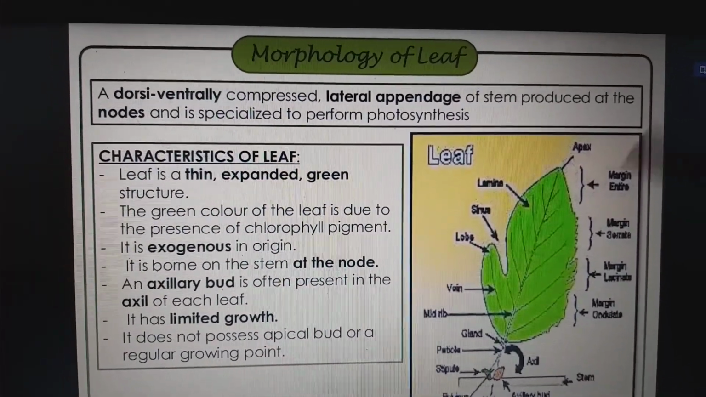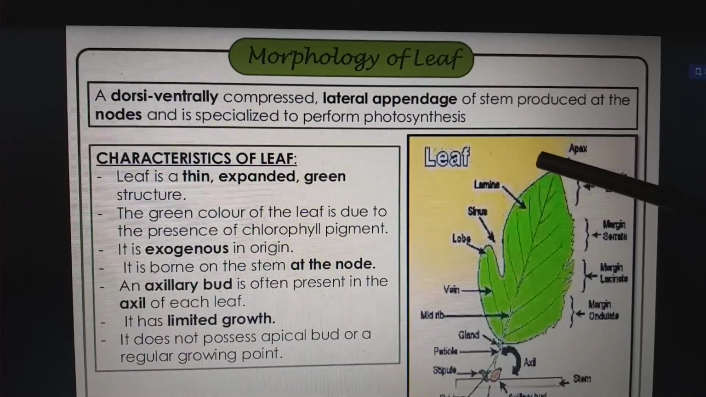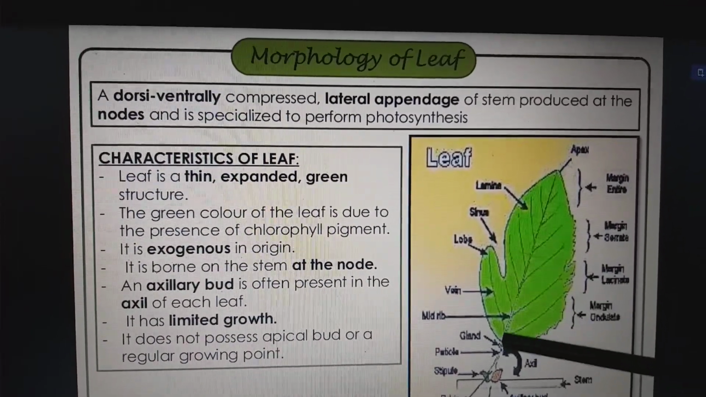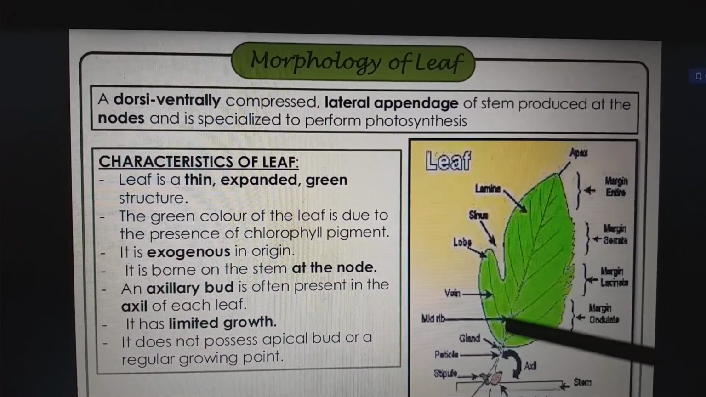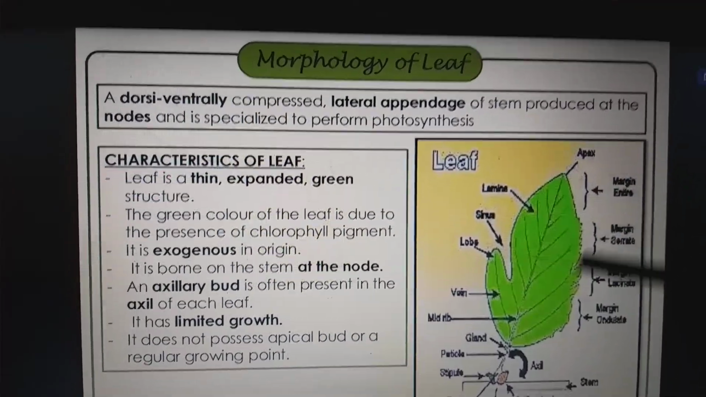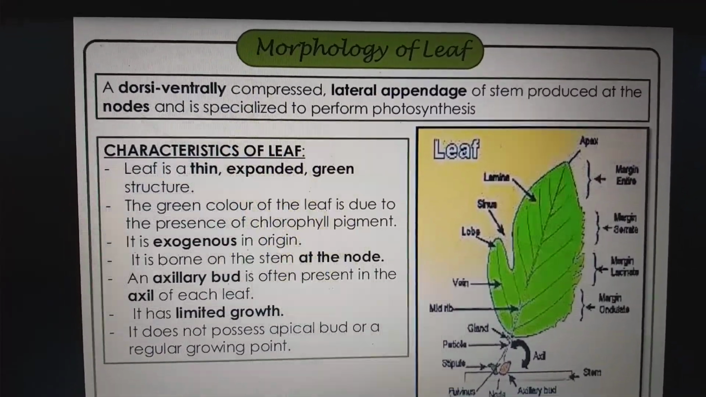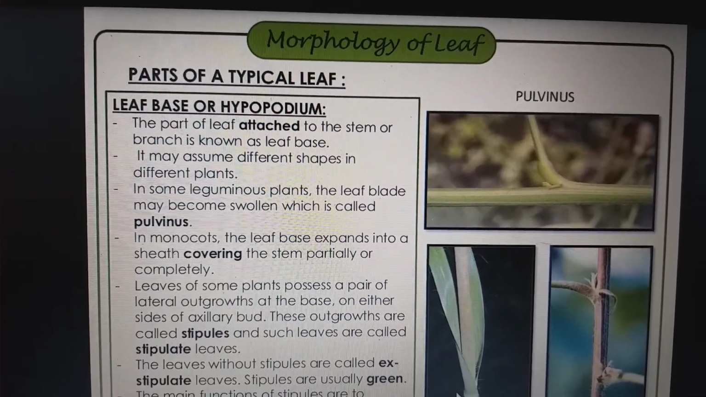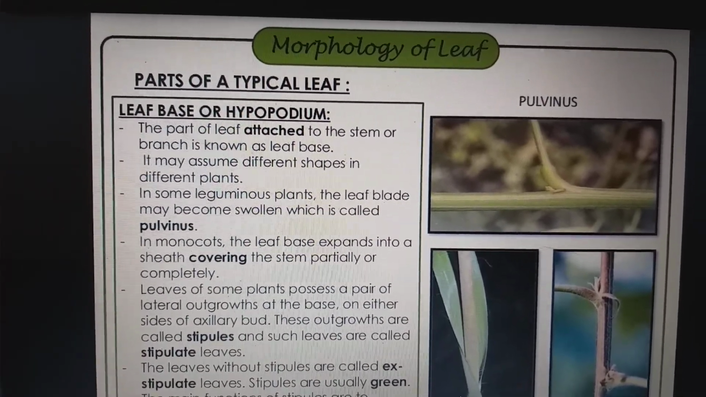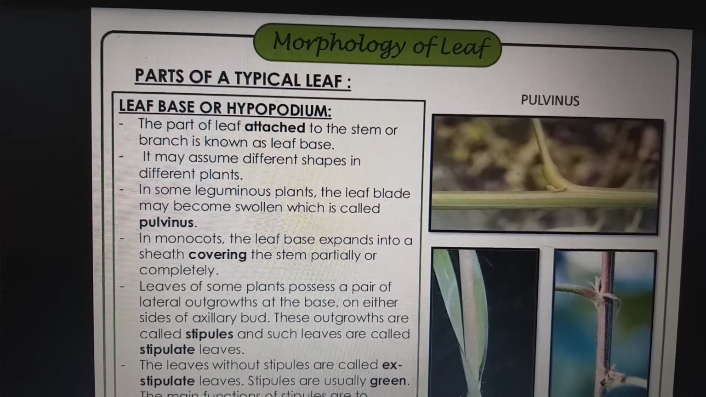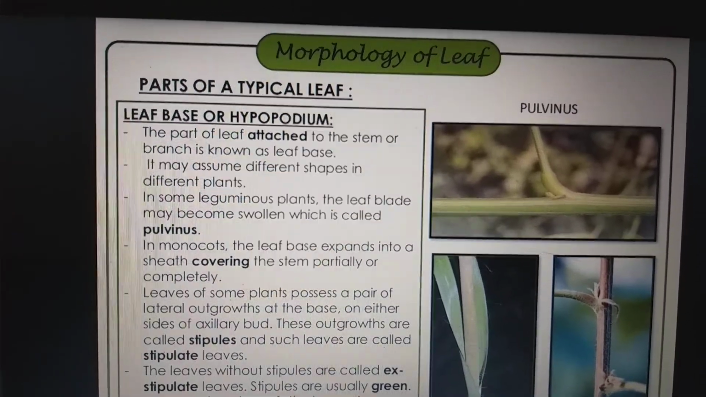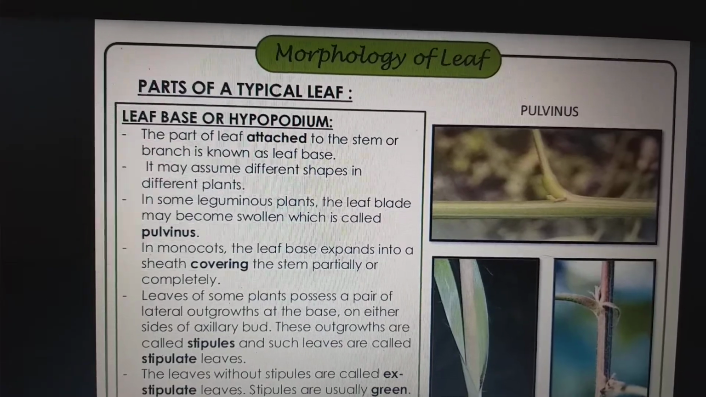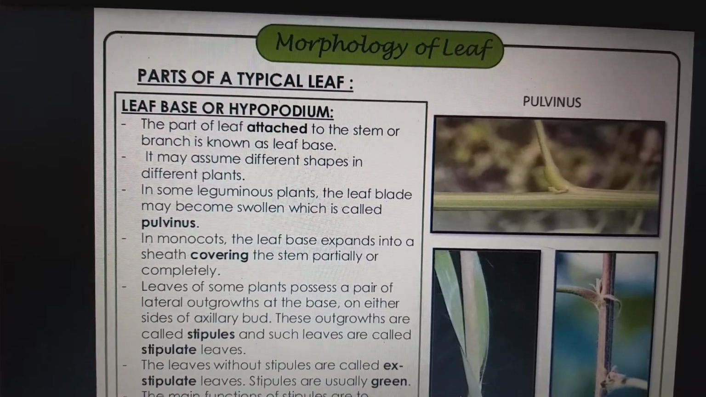So this is the picture of the leaf which shows the apex, the lamina, the veins, and the center part, which we call the midrib, and we have the glands. And coming to the parts of a typical leaf: leaf base or hypopodium. The part of the leaf attached to the stem or branch is what we know as the leaf base. It may assume different shapes in different plants.